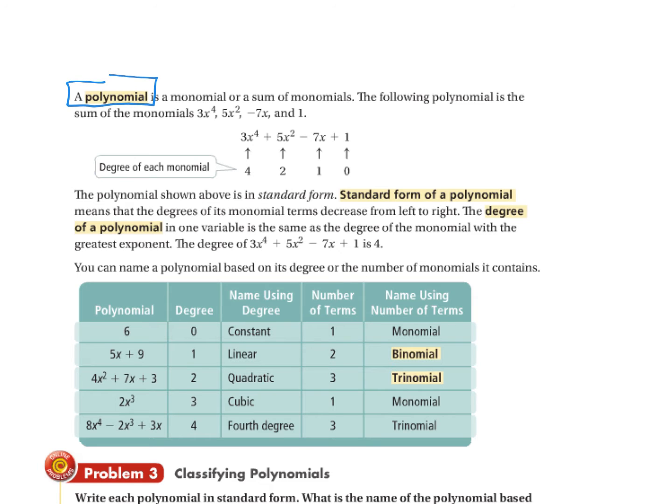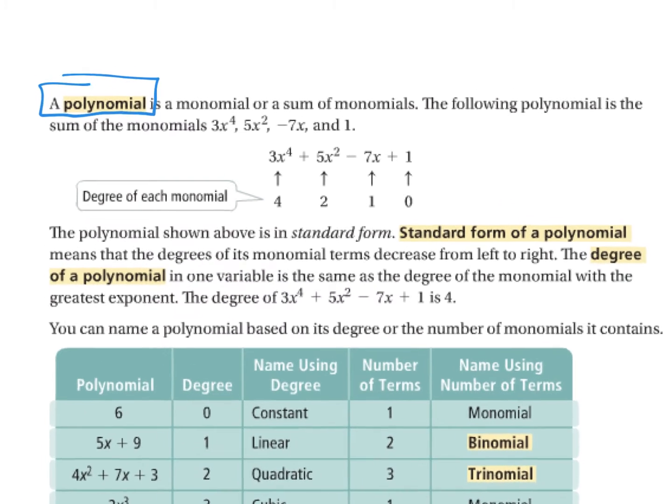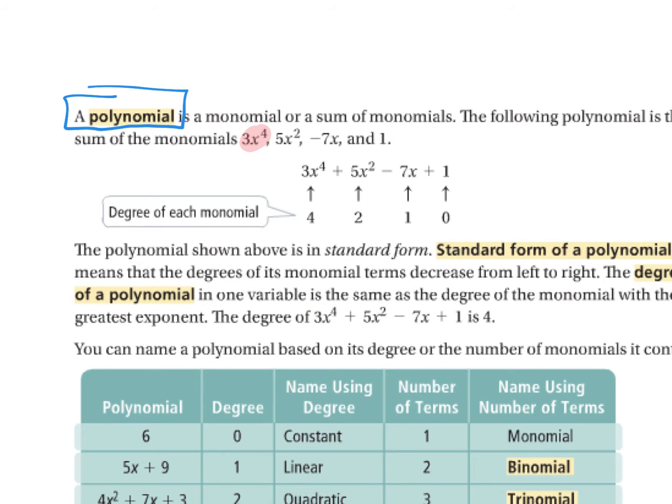And all a polynomial is a bunch of monomials put together with addition and subtraction. If you take a look, this is a monomial, this is a monomial, monomial, monomial. But when I put them all together, separated by either an addition or a subtraction sign, that makes this a polynomial, many terms.